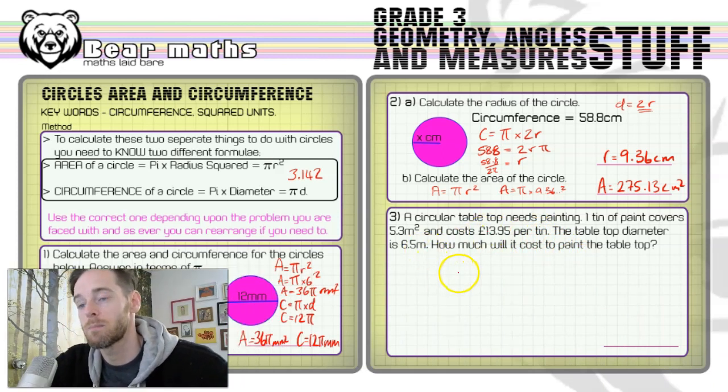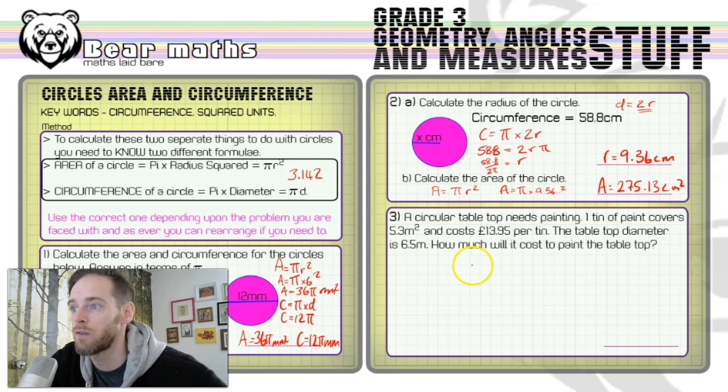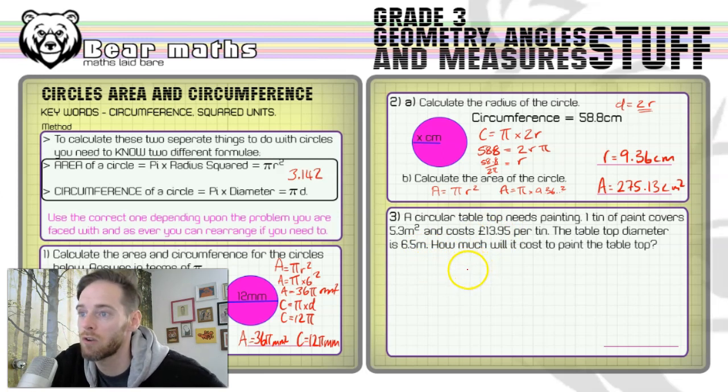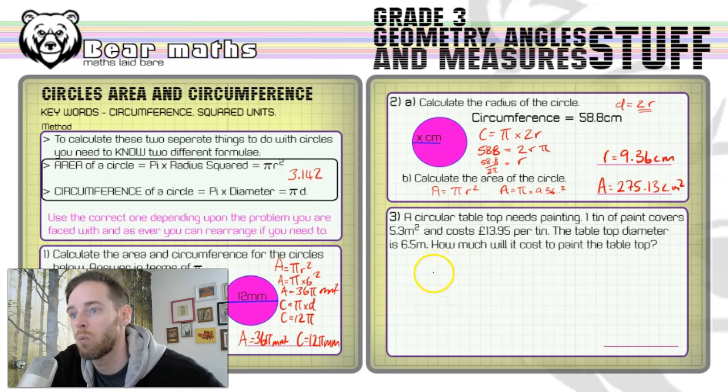A circular tabletop needs painting. 1 tin of paint covers 5.3 meters squared and costs £13.95 per tin. The tabletop diameter is 6.5 meters. How much will it cost to paint the tabletop? Now, this is slightly complicated and made more complicated because of other things that have been thrown into it.